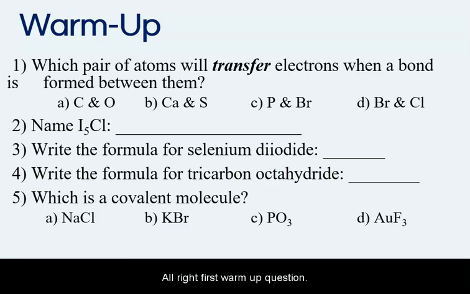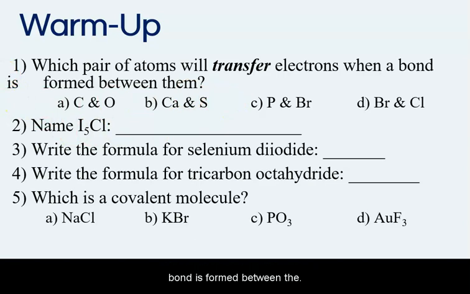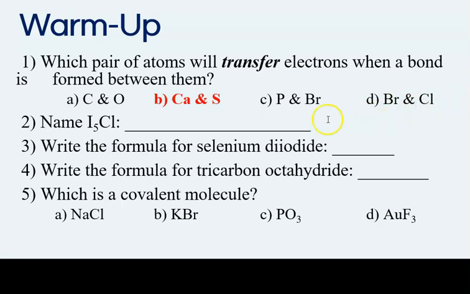Alright, first warm-up question. Which pair of atoms will transfer electrons when a bond is formed between them? When we're looking at our choices, choice A says C and O. For C and O, neither of those are going to transfer because those are both nonmetals. That's definitely covalent. So really what this question is asking you to do is to understand what the word transfer means. If there's a transfer of electrons, you know that's an ionic bond. So we're looking for an ionic bond.